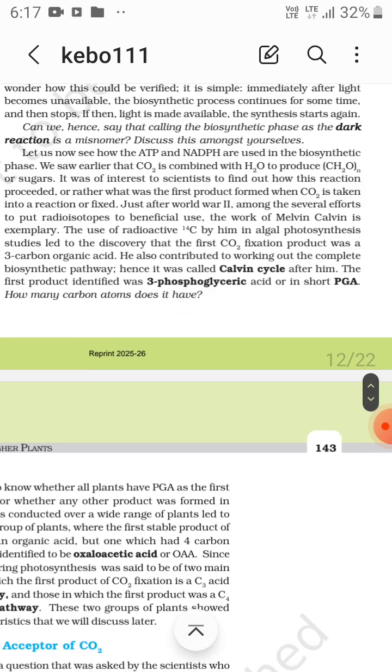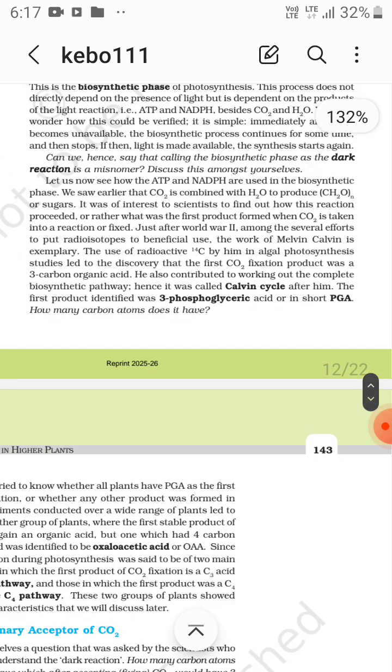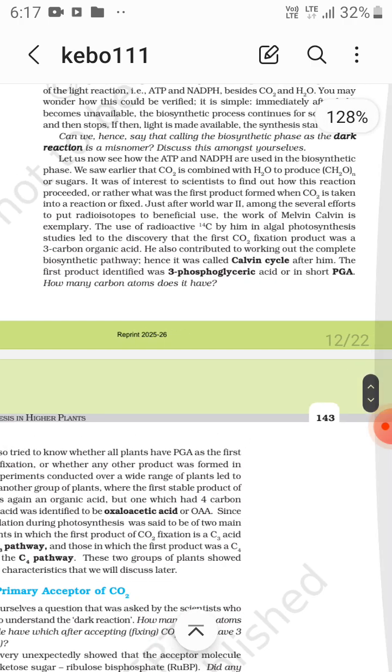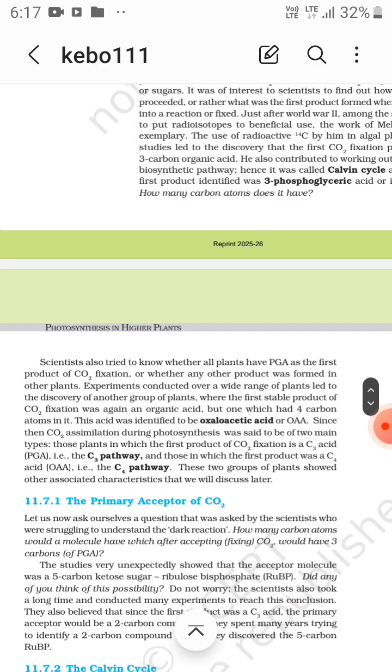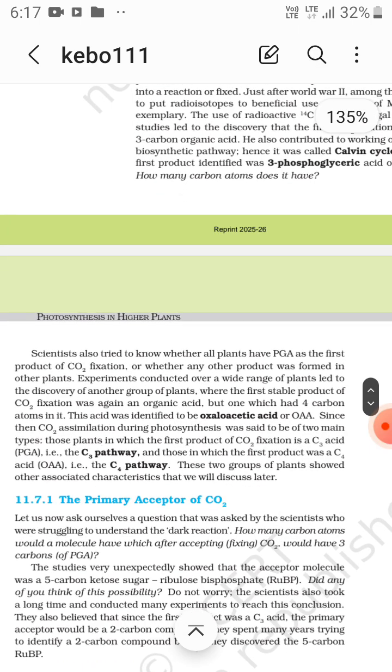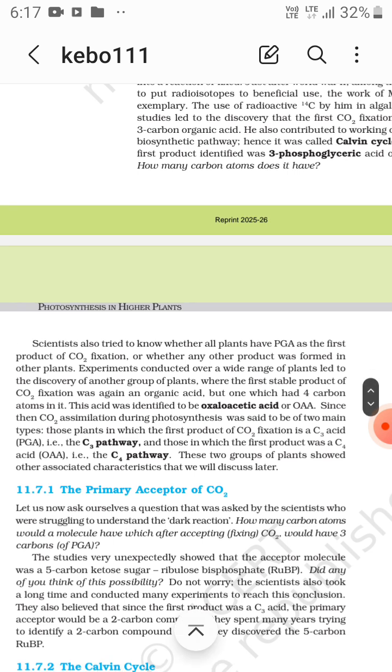The first product was 3-phosphoglyceric acid, or PGA. How many carbons does it have? It has 3 carbons, right? Now, is PGA the first product of CO2 fixation in all plants, or was any other product formed in other plants?